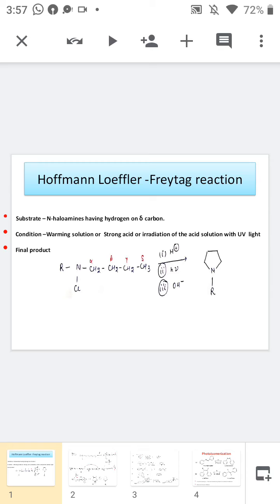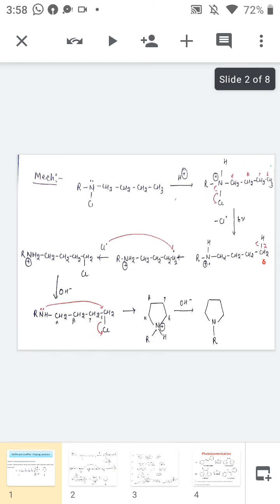The example is an N-chloroamine, and there is a hydrogen in the delta position. First of all, if you are treating with acid, or using radiation, or using base, what will happen? This is the mechanism.